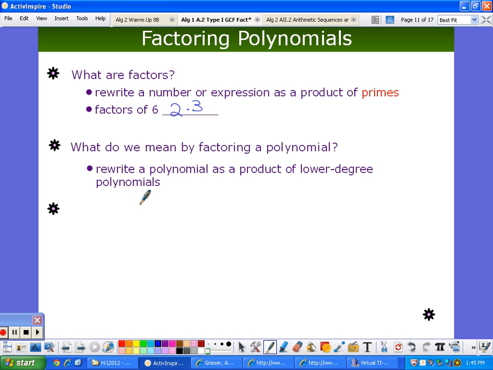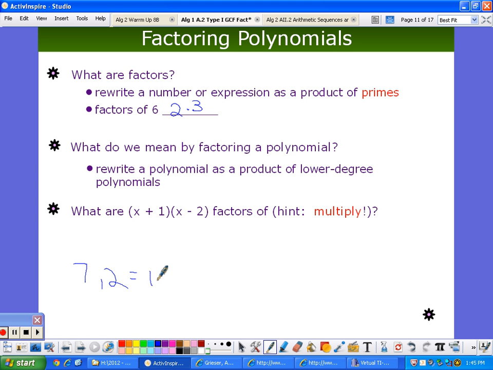And in general, they are of a lower degree than what we're starting with. So I'm looking at these two factors, x plus 1 and x minus 2. What are they factors of? And to figure that out, let me ask you a different question. 7 and 2, what are they factors of? 14. How'd you get that? I multiply. So we can multiply here too. And let's see, minus 2x plus x.